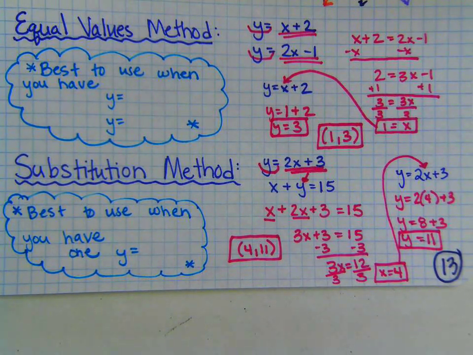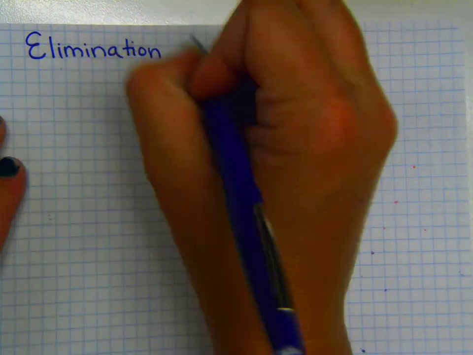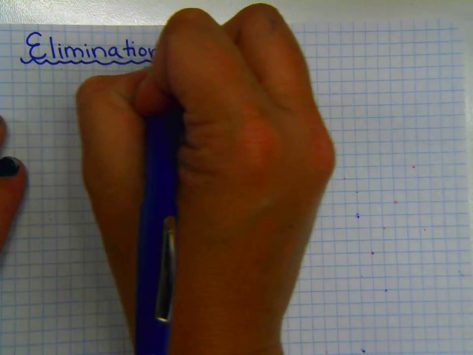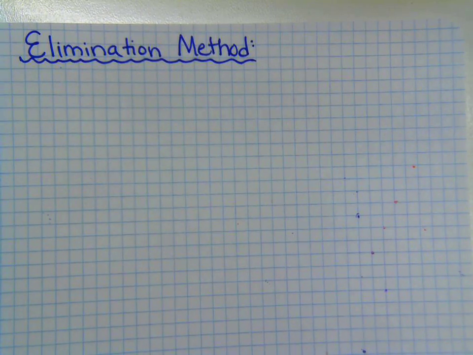So we've gone through graphing, we've gone through equal values method, we've gone through substitution method. Now the last one we're going to talk about is going to be elimination method. I have to go on to the next page, so I'm going to go ahead and flip. So this is going to be elimination method. An elimination method is used when you don't have a y equals, you don't have anything like that, you have two equations that don't really look alike.